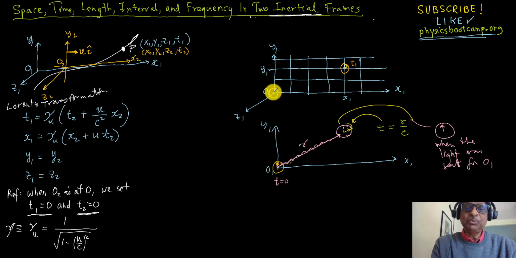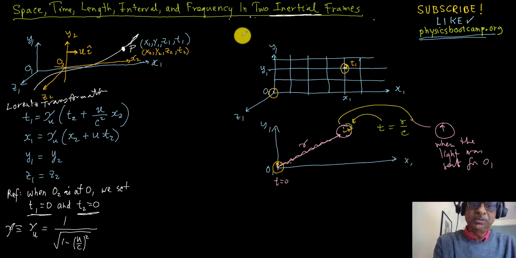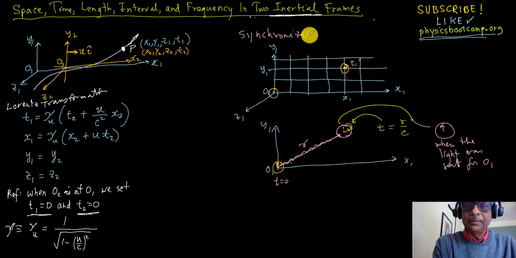So we can say when this was 0, at that instant, this guy is also reading 0. So everywhere, all these clocks were reading 0. Okay. So that's a synchronization procedure. This is called synchronization. And in that sense, we're going to use T1, T2, etc. All right.